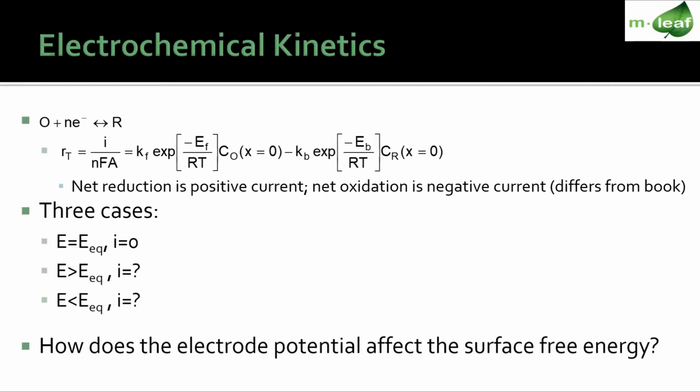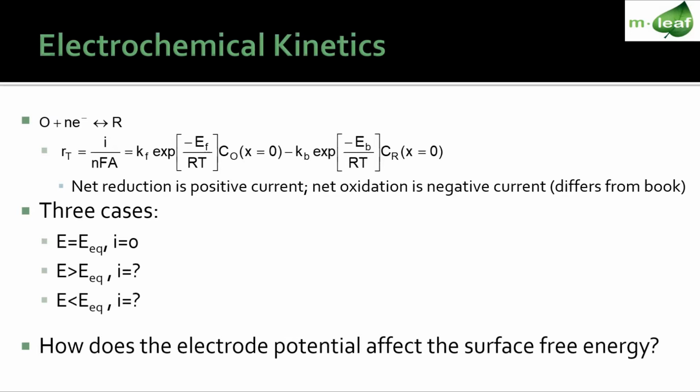And we can write exactly the same type of expression, that the total reaction rate is equal to the reaction rate constant times the concentration at the surface. Remember, electrochemical reactions don't happen homogeneously. They're heterogeneous processes, just like the catalysis stuff that we've been doing in recent lectures. And because of that, the only concentration that matters is the concentration on the surface. So then that's minus the reverse reaction rate constant times the concentration of R on the electrode surface. That's what x equals 0 is.